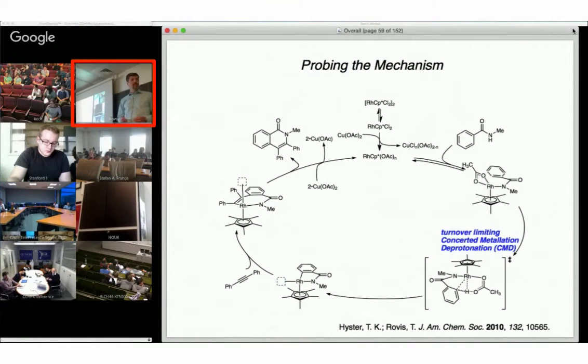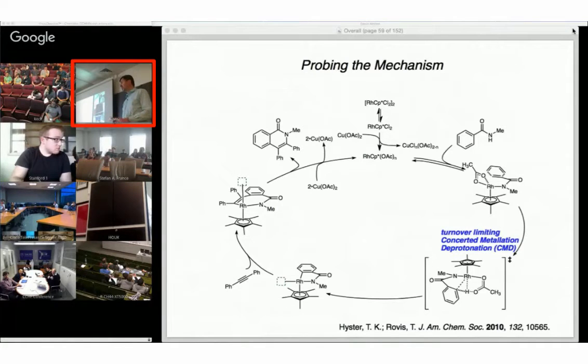And then the key step, and the turnover-limiting step in this reaction, is the next one, where the carboxylate that's a ligand on rhodium acts as an internal base to activate the CH bond in a process that's been called a concerted metallation deprotonation. This is, I would argue, ubiquitous in not just rhodium(III), but probably in palladium CH activation as well as beyond that. It's both experimentally and computationally supported by various people around the world.